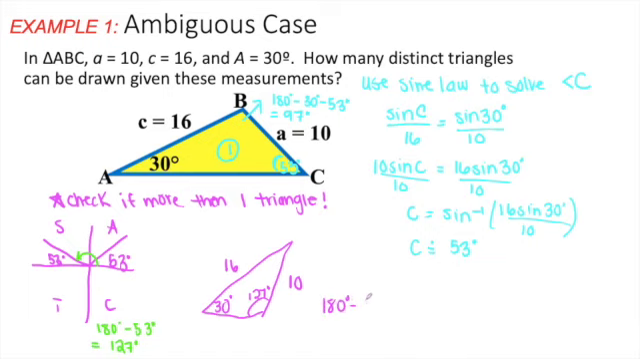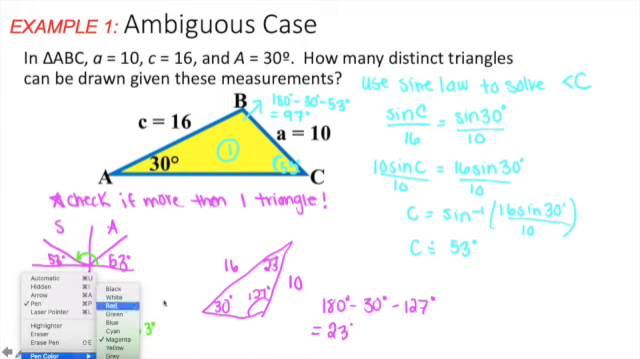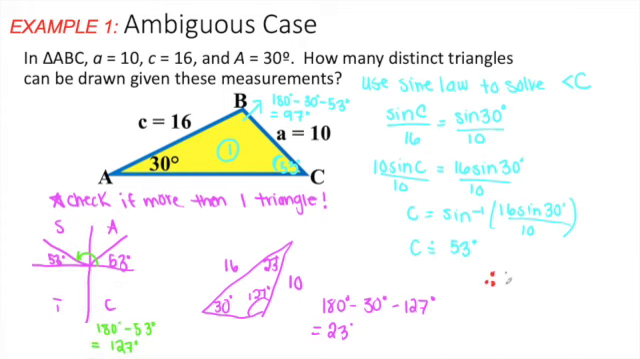So you're going to go 180 minus 30 degrees minus 127 degrees, and that equals 23 degrees. Sorry, I had to take that in my calculator. Okay, so that equals 23 degrees. So that triangle works out. This triangle works out. So your conclusion there is going to be, therefore, two distinct triangles can be drawn.